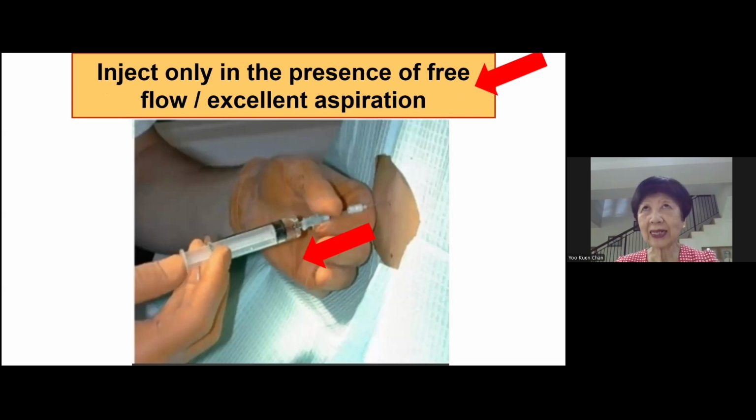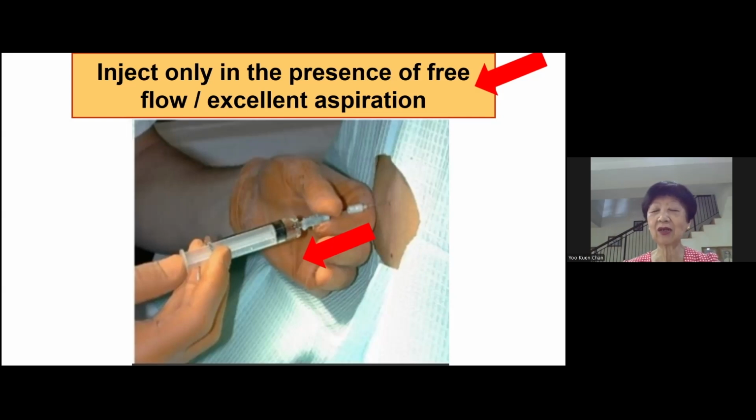Now, once you get into the intrathecal space, you have to be very honest with yourself. If you are totally in the intrathecal space, you must experience free flow while you are aspirating the CSF into the syringe of drugs, because that's how you're going to say, yes, I'm in the intrathecal space. If there is free flow and excellent aspiration, keep your hand steady and inject your drugs. All right. And then, of course, towards the end as well, again, you have to check whether there's free flow and excellent aspiration.